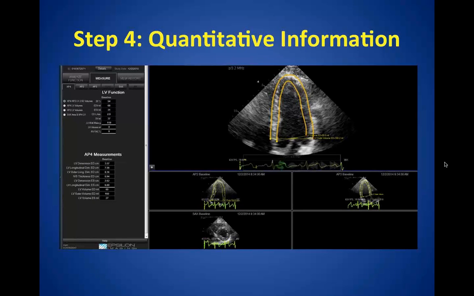Finally, the next step is quantitative information, from which we can get the ejection fraction, as well as the chamber sizes, the volumes, and some of the hemodynamic information from the echo.